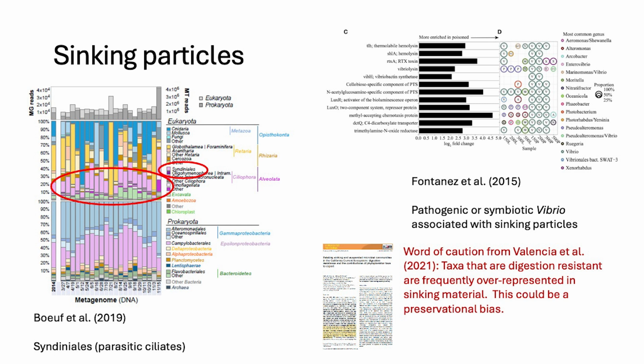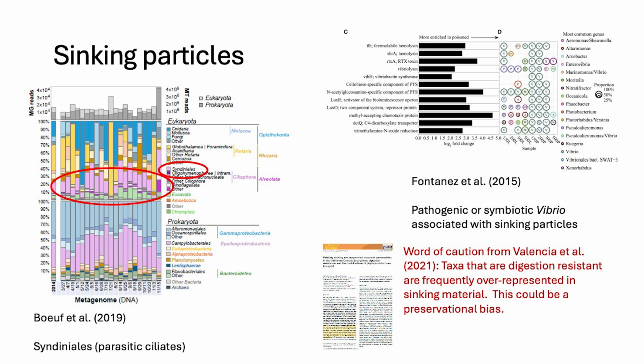Heterotrophs can also be important. Both et al. found an important role for Syndiniales, which is a parasitic type of ciliate. And Fontanez et al. found that pathogenic Vibrio taxa were potentially important. So maybe these pathogenic and parasitic groups are really important.